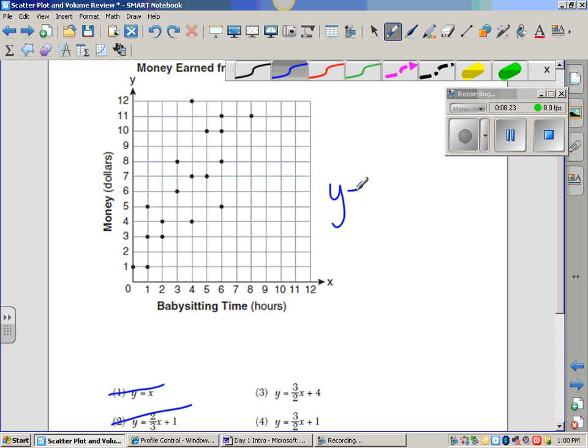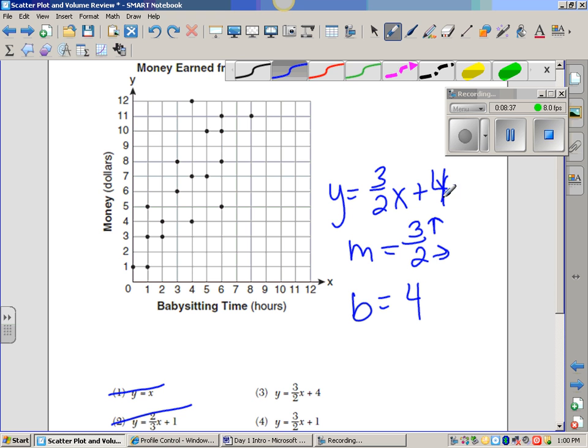Number 3, y equals 3/2 x plus 4. Okay, we're going to travel with our change in y over our change in x of 3/2. Our b is 4. So we're going to start over here at 4. We're going to go up 3, over 2. Up 3, over 2. Up 3, over 2. No. This is the opposite of the other ones.